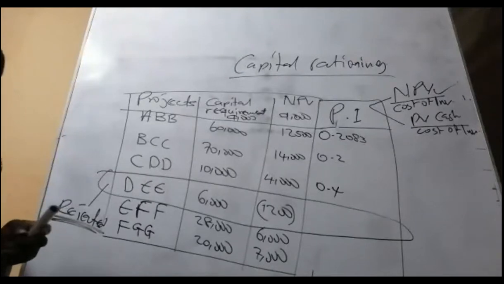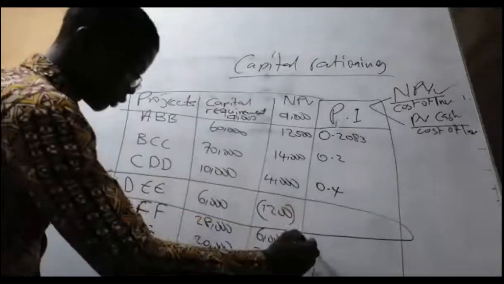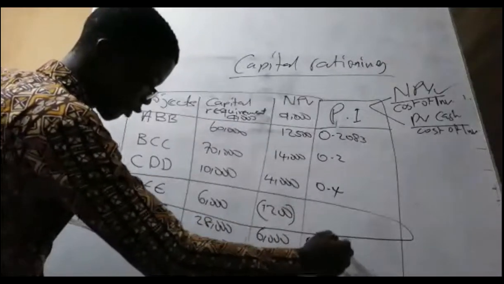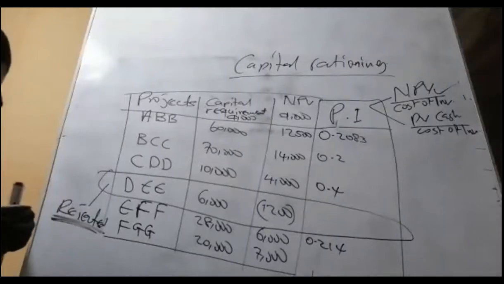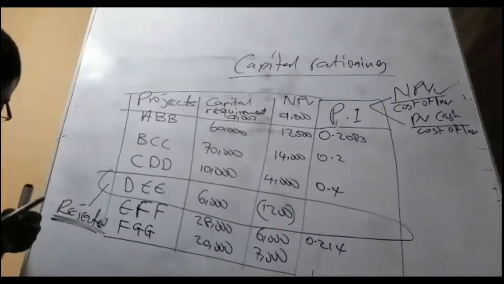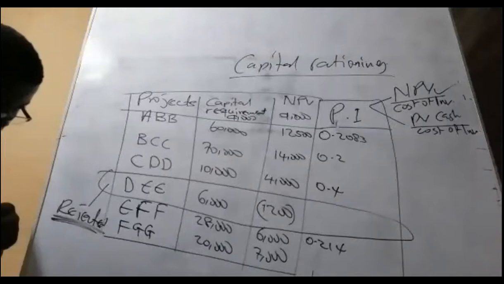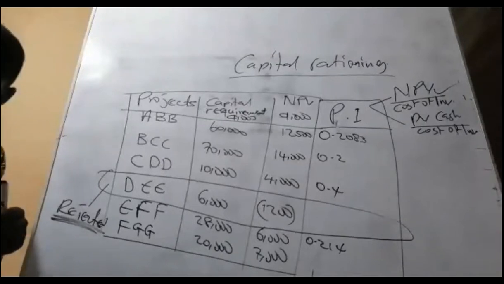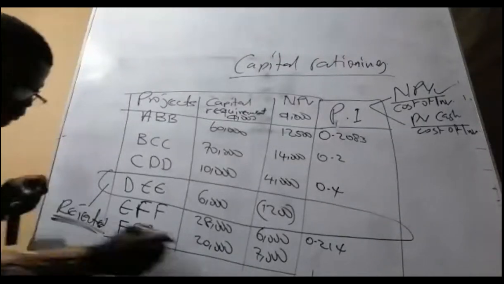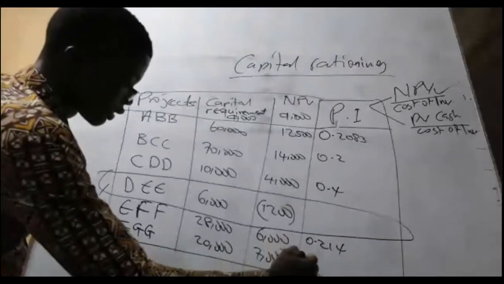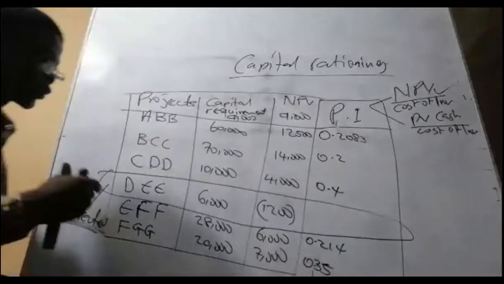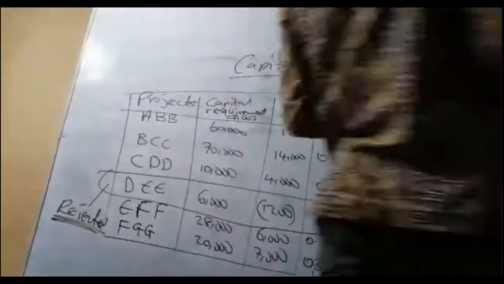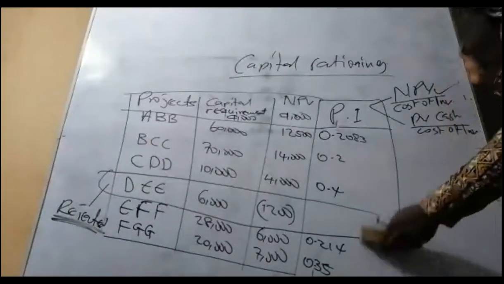0.214. Lastly, 7,000 divided by 20,000. 7 divided by 20 will give us 0.35. Yeah, 0.35. Now when you are done, can you rank them?